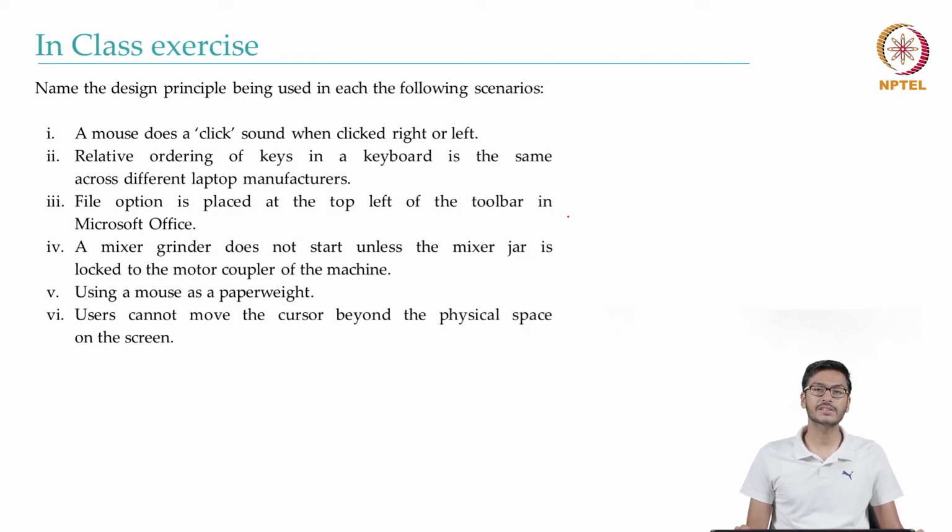And this is true for all versions of Microsoft Office as well. The fourth one is a mixer grinder that does not start unless the mixer jar is locked to the motor coupler of the machine. The fifth is using a mouse as a paperweight. And the last one is how users cannot move the cursor beyond the physical space of the screen. Take a minute, pause the video, and we will be right back after you are done trying the answers.